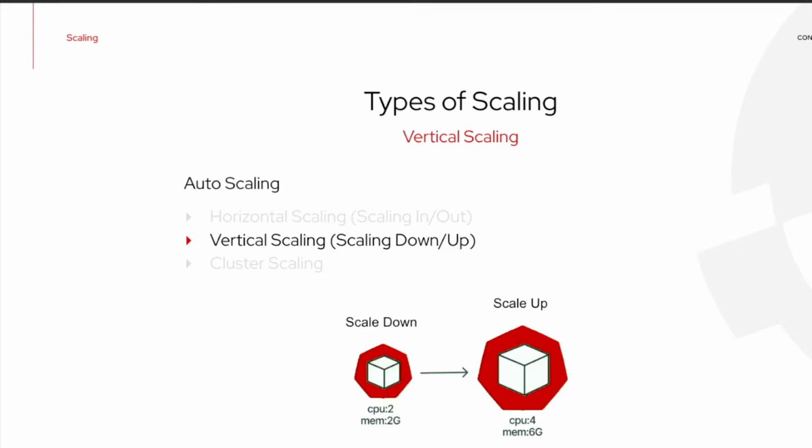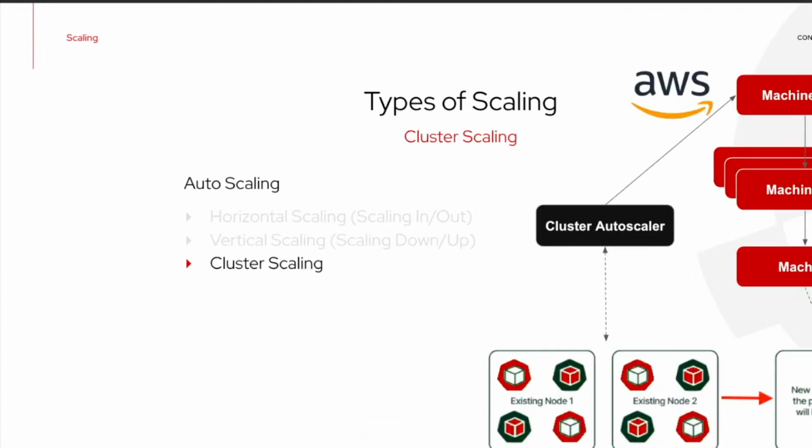Other than horizontal scaling and vertical scaling, we even have multi-dimensional scaling. It combines horizontal and vertical scaling simultaneously. This is less frequent and not recommended. It is more complex to manage because defining when to scale horizontally or vertically depends on many parameters, which are sometimes hard to predict. The third type is cluster scaling.